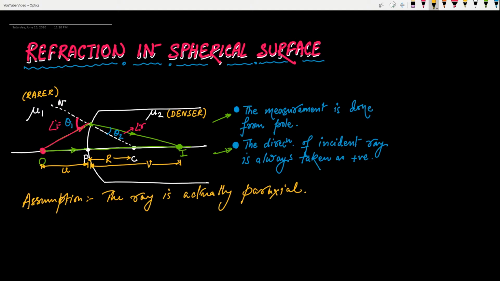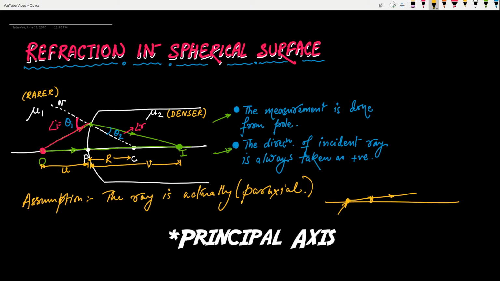I have already explained in my earlier videos, but I will repeat it again: paraxial means whenever a ray of light is almost parallel to the principal axis, then we say that ray is paraxial. Suppose this is our principal axis, and the incident ray is moving in this fashion, that is, the angle produced with the principal axis is very, very small, then we say that this kind of ray is paraxial, that is, almost parallel to the principal axis. I hope this much is clear.